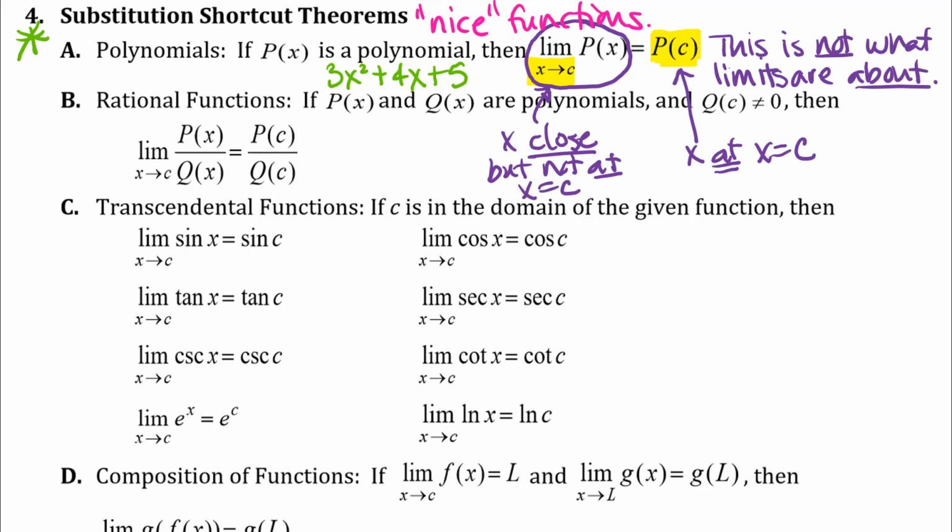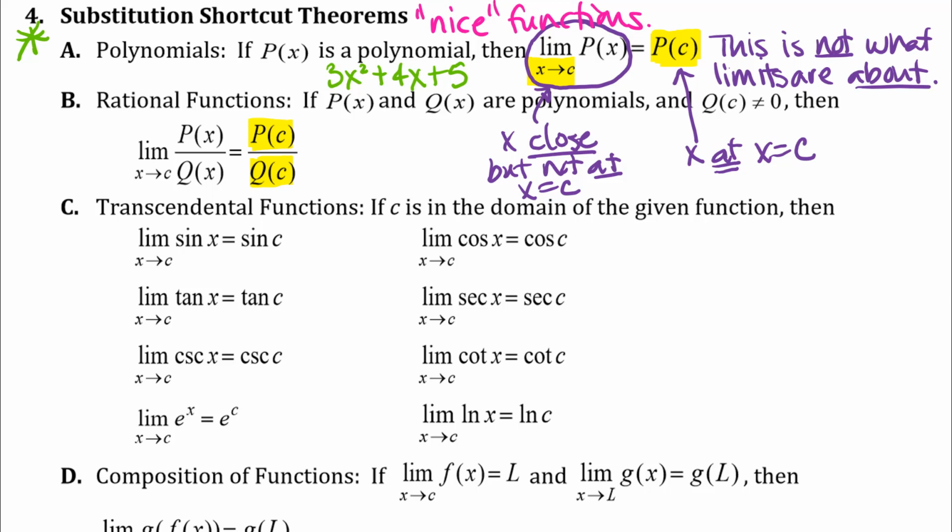Okay, so polynomials, we can use substitution shortcut. Rational functions, it says if numerator and denominator are polynomials, provided the denominator, q of c, is not 0, then we can do that same substitution shortcut, just substituting that value in for the numerator and denominator and getting that answer. Next part here, transcendental functions.